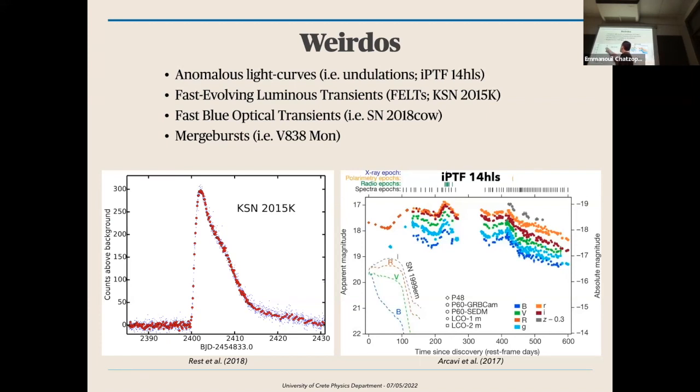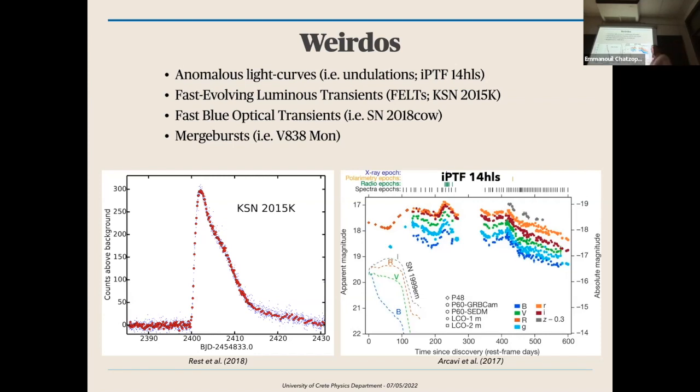Then you have other things like KSN 2015K, which is a Kepler-discovered transient that lasted for only 10 days. Whoop, goes up and then disappears. Very fast. Such a transient is also called a FELT, fast evolving luminous transient. And you have some of those transients that are very blue in color. Those are called fast blue optical transients.